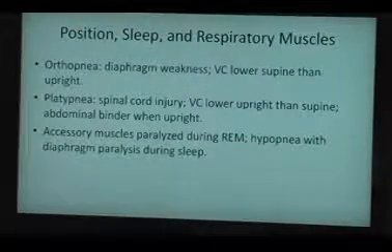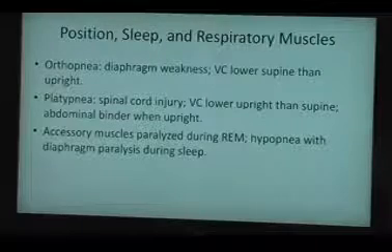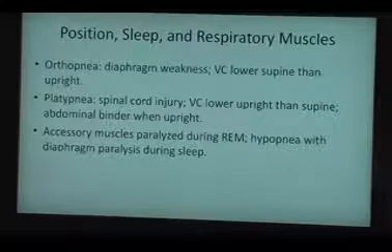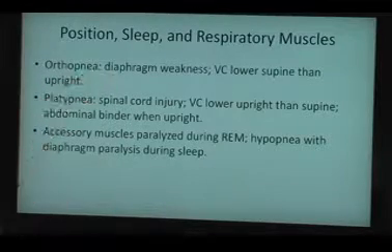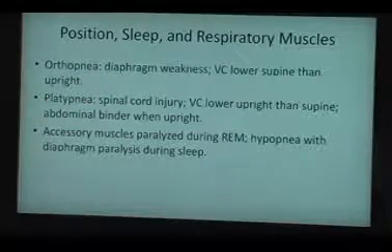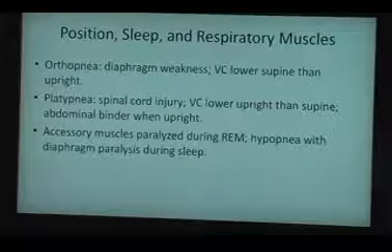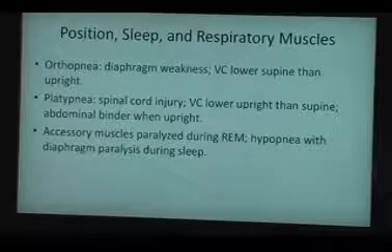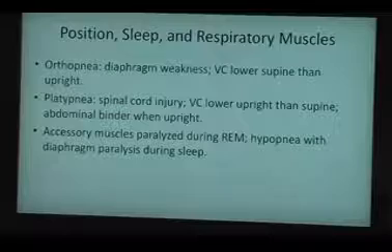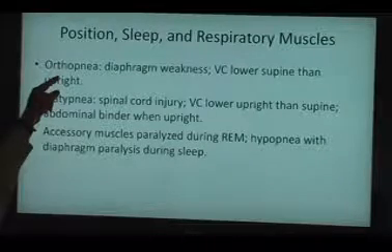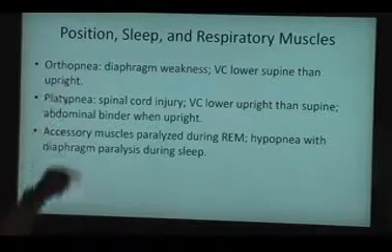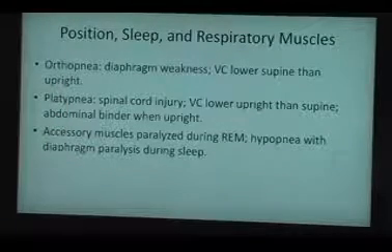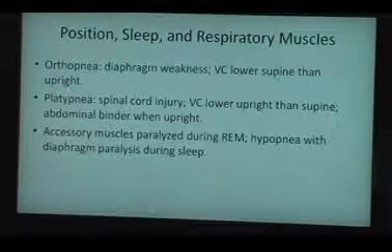So what are then some of the clinical consequences of this? What about a patient with diaphragm weakness, like a patient with ALS? A patient with motor neuron disease, like ALS, who has diaphragm weakness, will often complain of orthopnea, meaning that it's difficult for them to breathe when they are lying flat. So they can breathe more easily when they are sitting up.